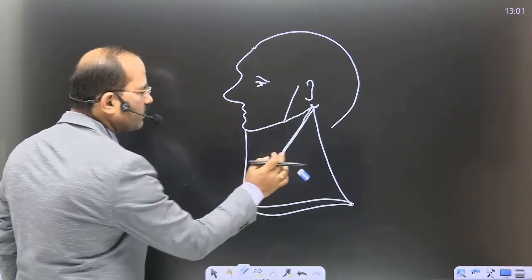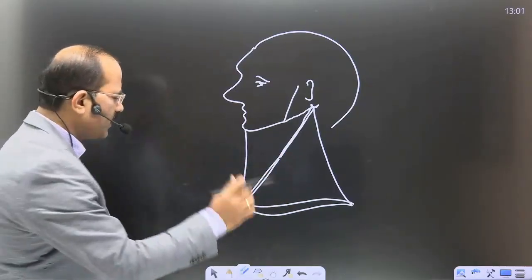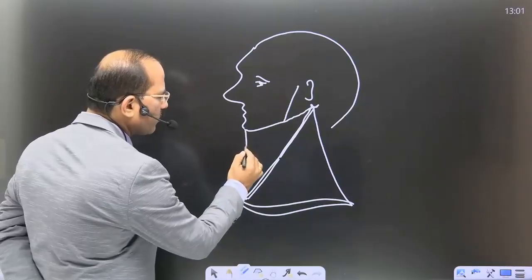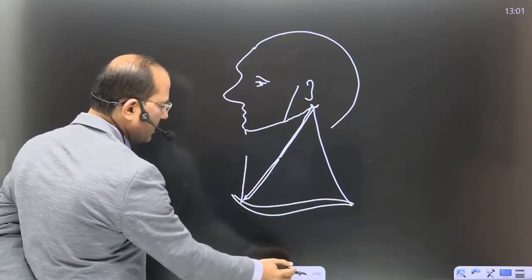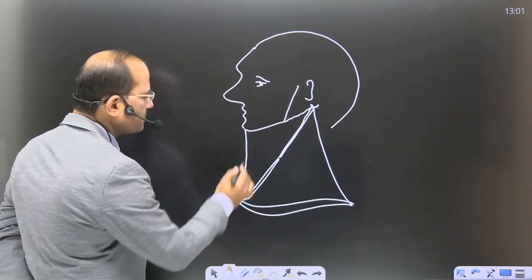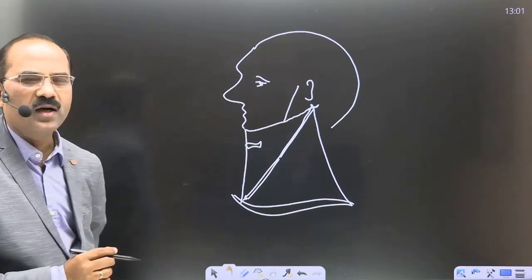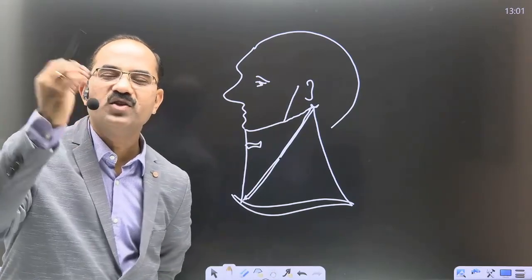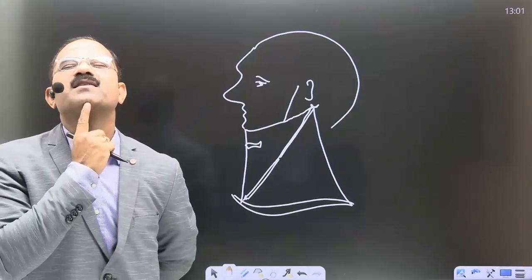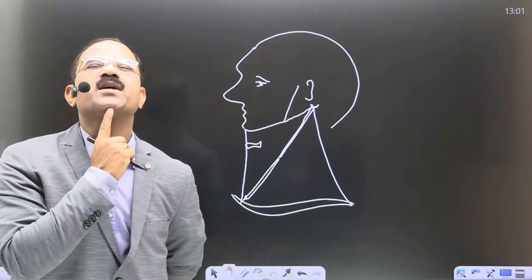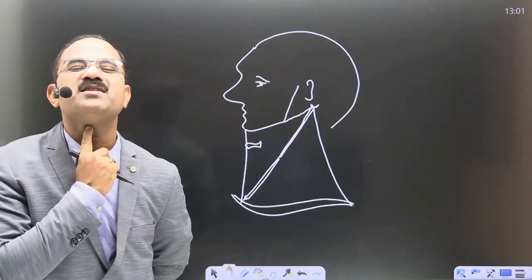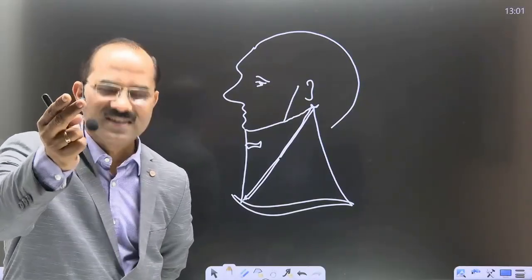What are the subdivisions of this triangle? Can anyone tell me what is this bone here? A bone which is derived from the second pharyngeal arch. Any guesses? Right, this is the mandible. The symphysis menti goes straight down. Yes, what is this bone here? Very good. That's the hyoid bone.